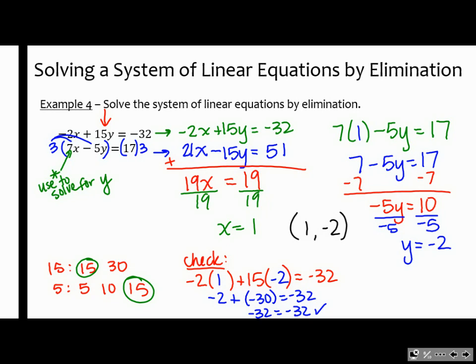Second equation, we basically did this one right above us, but let's do it again. We have 7 times x minus 5 times y equals 17. X is 1, y is negative 2. 7 times 1 is 7. Let's call this negative 5 times negative 2, which is positive 10. And 7 add 10 does equal 17. The point 1, negative 2 is the solution of the system.